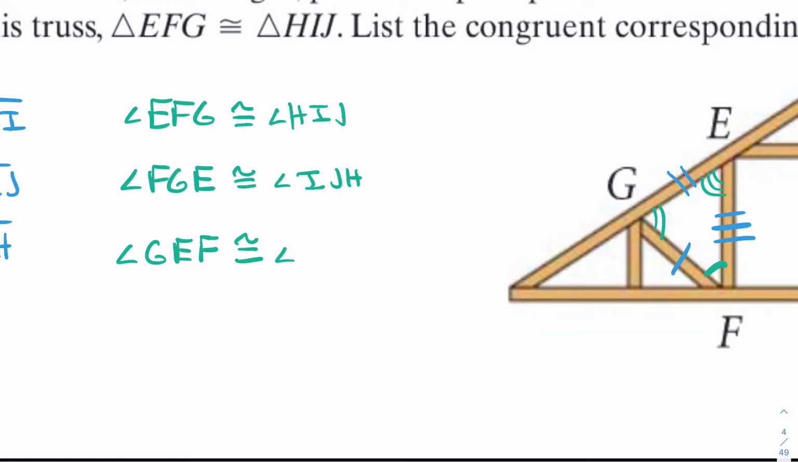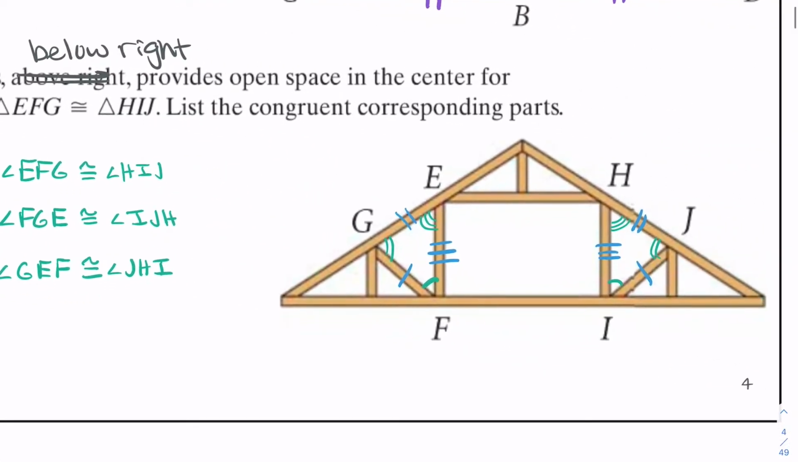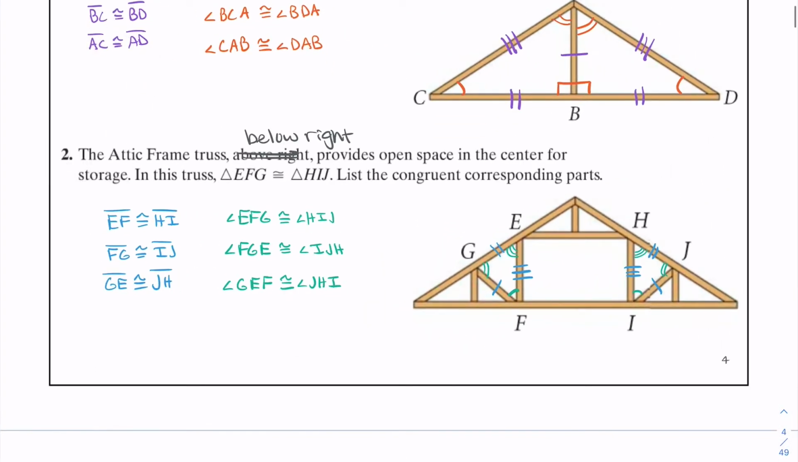Angle IJH. Angle, I don't like that one. Angle IJH. Okay, and angle JHI. And those are 3 angles. Again, because there's so many angles shared, you can't use 1 letter, you have to use 3.